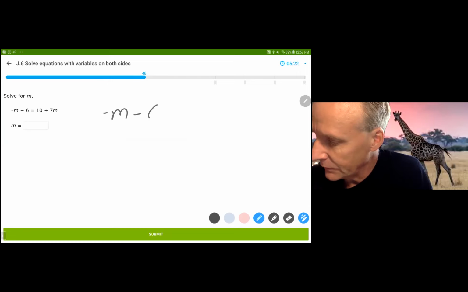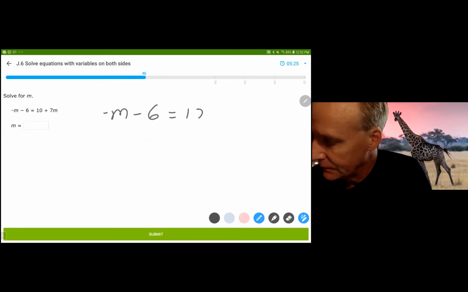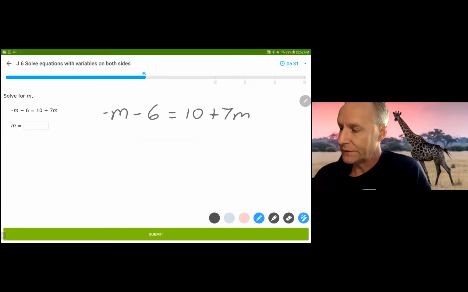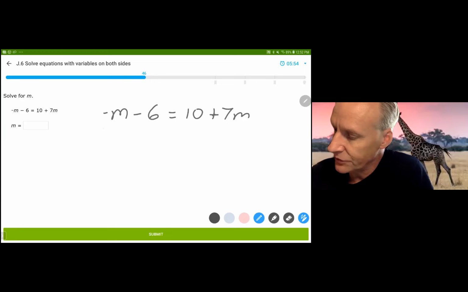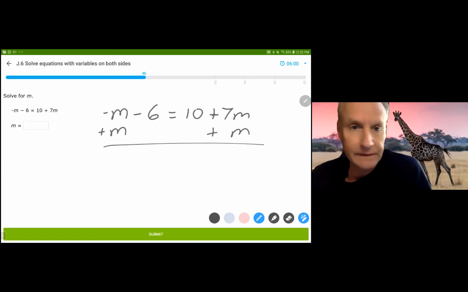When you have variables on both sides, you have two choices. We could subtract 7m from both sides or add a negative 7m to both sides, or we can add 1m to both sides. For most students, and I've got to say that this is probably true for 90% of students, they'll have fewer errors if there's positives instead of negatives involved. So I'm going to choose to add m to both sides. Now, some people always want to have their variables end up on the left side. That's fine. Doesn't matter.